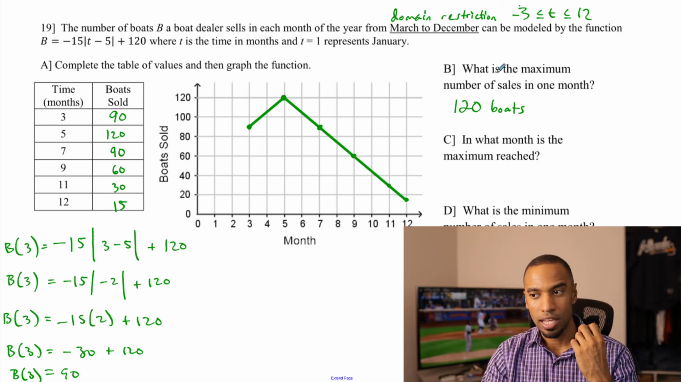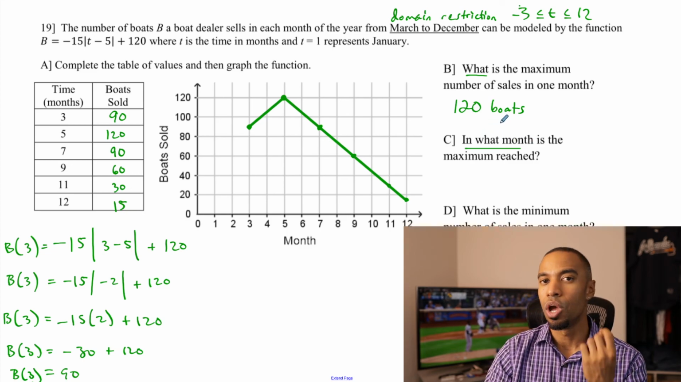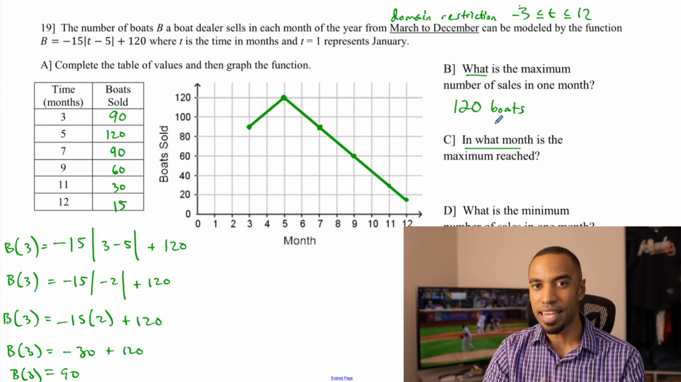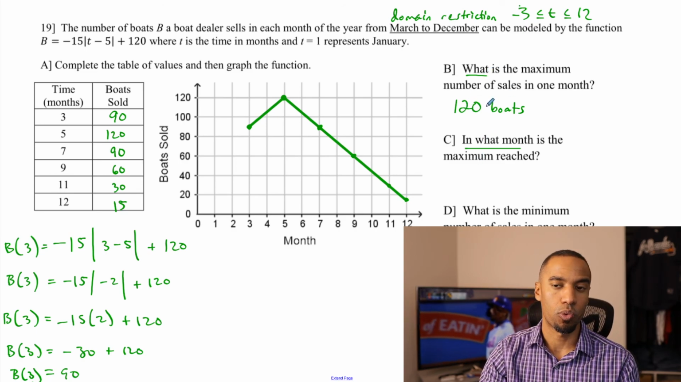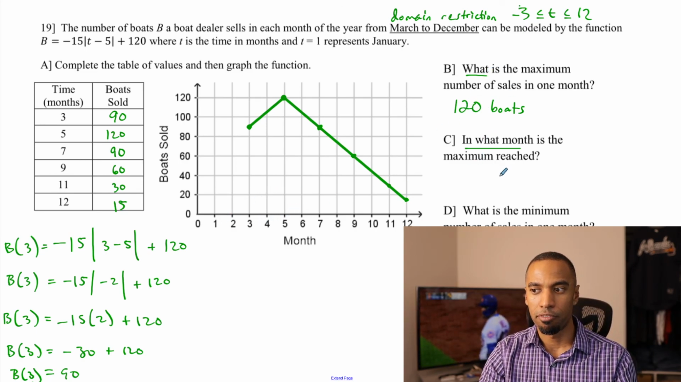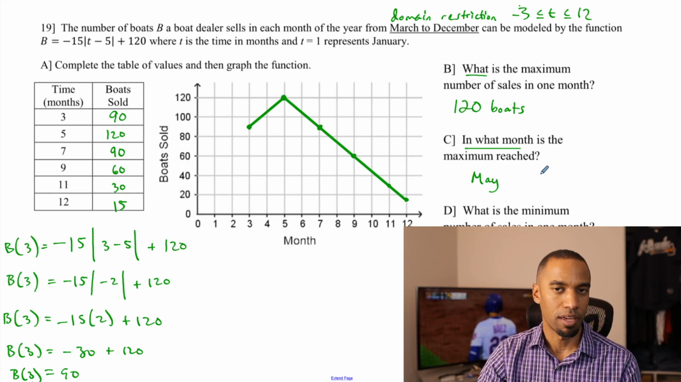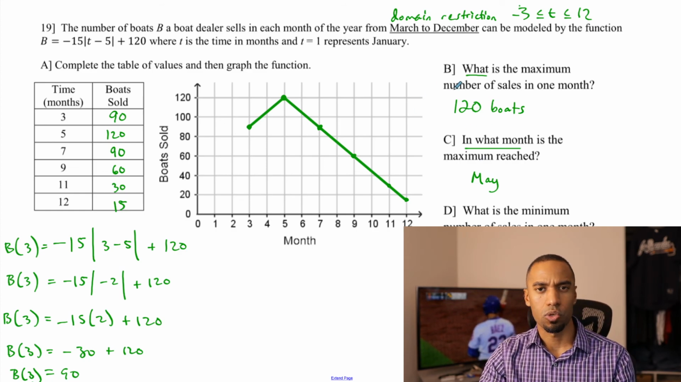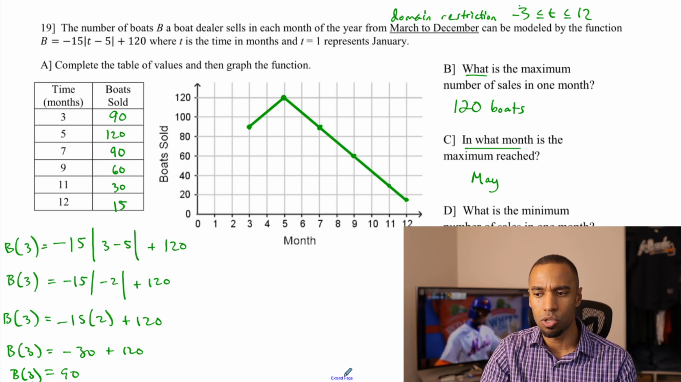Now, if they ever ask, so that's the what. The when, in what month, is a when question. When is the maximum reached is the X. The what is the Y, the when is the X. We sold a maximum of 120 boats in month number 5, in the month of May. Month number 5, if that kind of helps you. But that's the what, that's the when. That's why our maximum's the Y value. Some people believe it's the X. No. That's the when there.